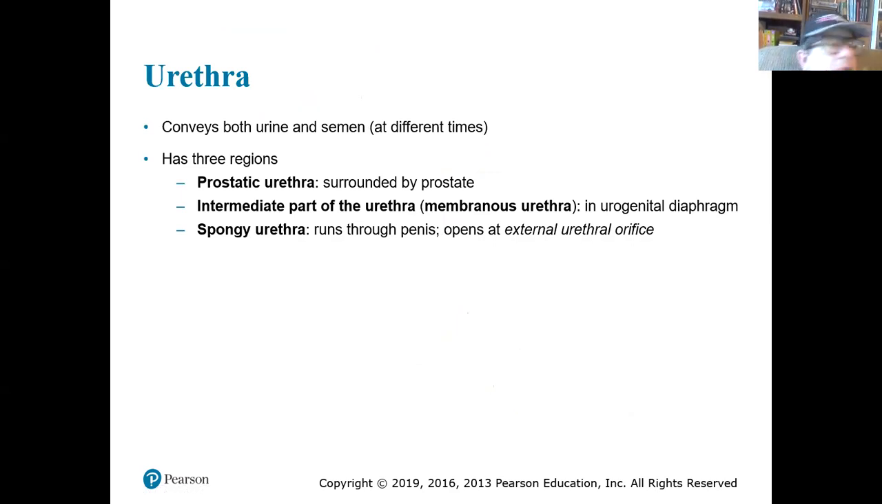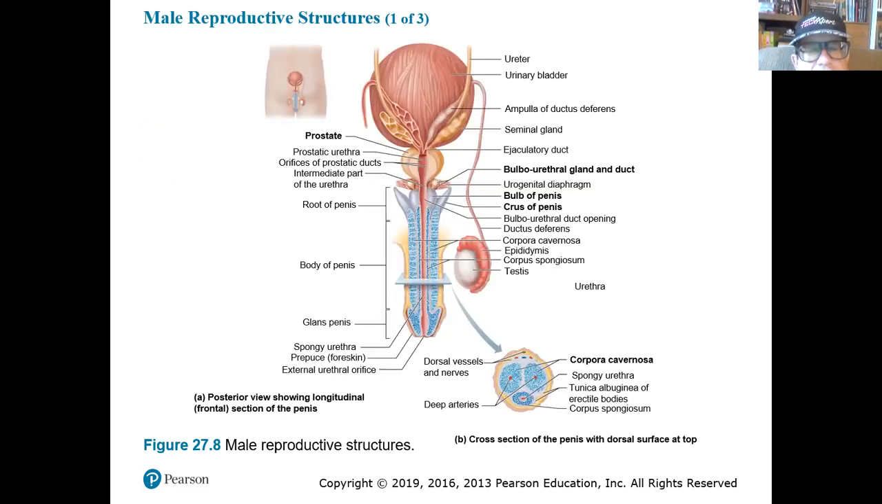So the three parts are the prostatic urethra, the intermediate urethra, and the spongy urethra. Prostatic urethra is in the prostate. Intermediate is this tiny little bit right here, and spongy is in the penis, in this spongy tissue.